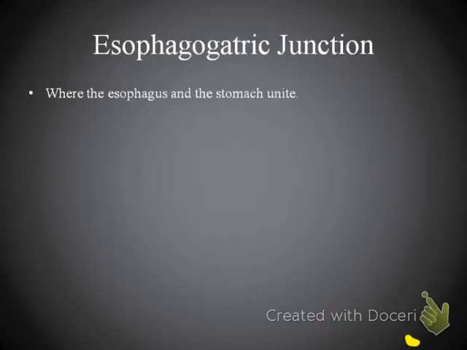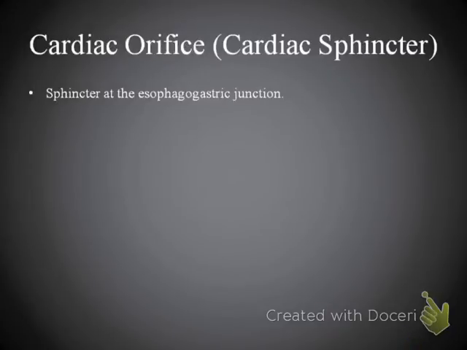If we begin with the stomach, we have the esophagogastric junction, and that's where the esophagus and the stomach unite. And so that's just as we saw the UPJ being where the renal pelvis and the ureter join. We have the esophagogastric junction. This is supposed to have an S here. I just now noticed it. There should be an S, gastric, not gatric. Junction is where the esophagus and the stomach actually come together.